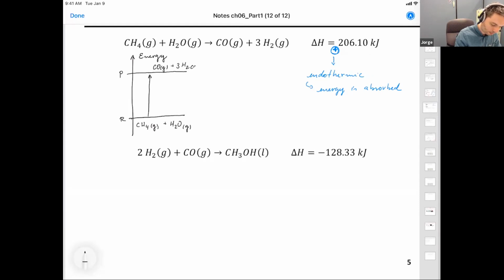And then simply write here the products that are formed and the physical state of each of the compounds. And that's how you represent the energy diagram for the reaction between methane and water producing carbon monoxide and hydrogen gas.